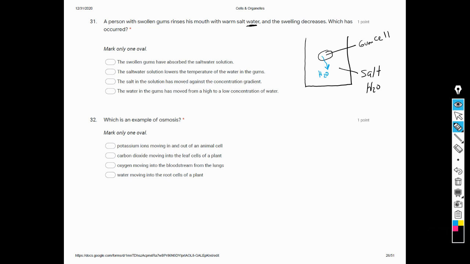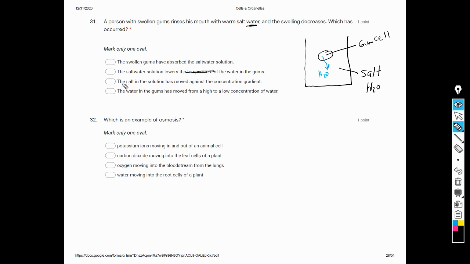If we look at our answer choices here, it says the swollen gums have absorbed the saltwater solution, and that's not what happens at all. The salt does not move, which means the salt water does not move. We're just looking at the water moving. The second answer choice, the salt water lowers the temperature of the water in the gums. Temperature has absolutely nothing to do with what this question is asking.